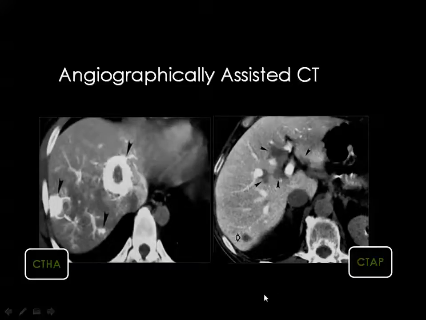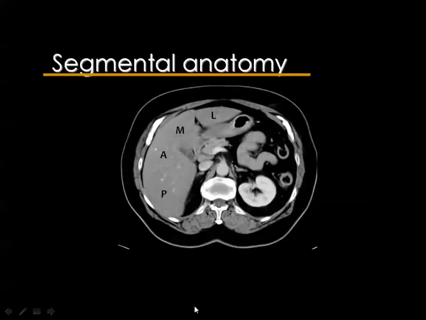Then you have the chance to see better the hypovascular lesions in this phase. Of course, these two techniques are now obsolete after the introduction of the multi-detector CT.